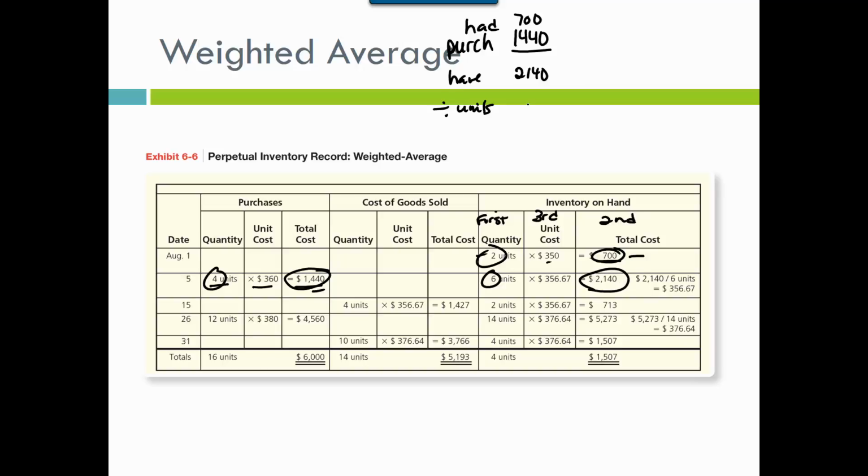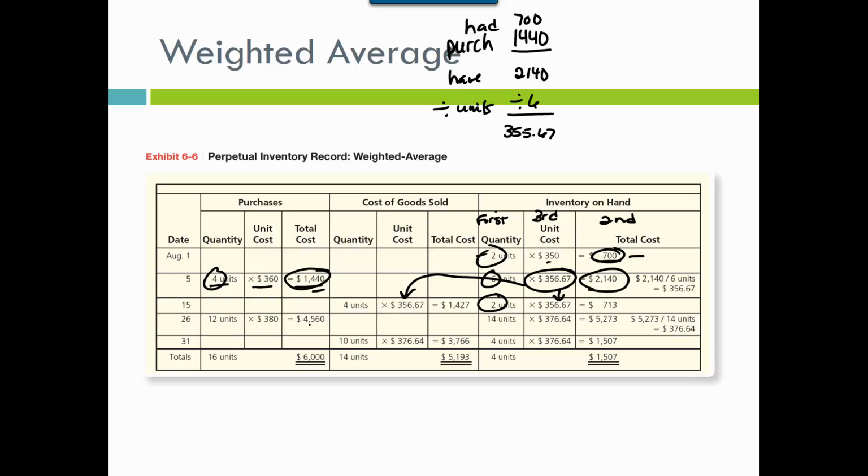Now I take the total inventory in dollars divided by 6 units, and I get $356.67 as my average cost per unit. That goes right here. So the new total cost divided by the new total units gives me the average cost per unit. That's the number that I use here. So when I sell 4 units, I don't care about shelf A, shelf B, any of that. It's all in one thing, and even though none of them actually cost $356, I'm just going to apply that to everything. So what's left is 2 units, and again, I use that same average cost here.